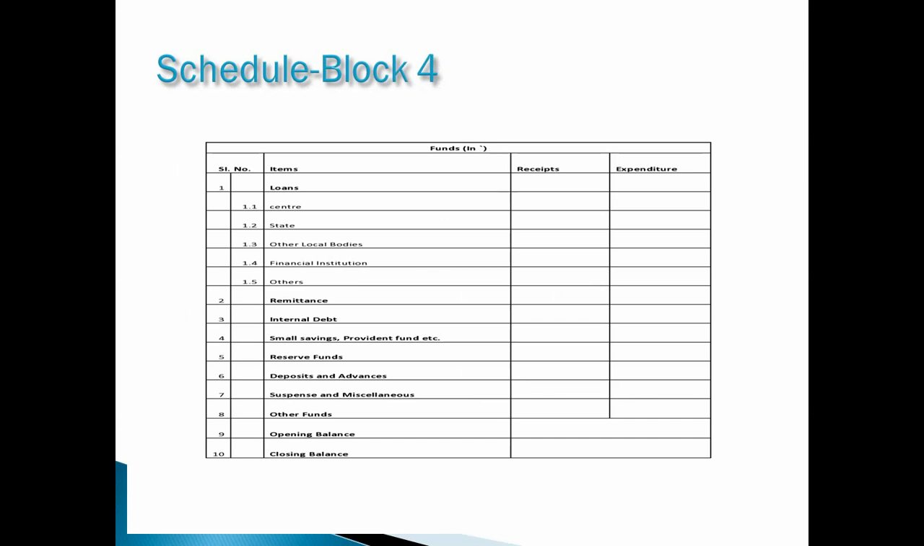Block 4 gives the details of the funds available with the local bodies from loans received from center, state or from other institutes, deposits and advances, which includes advances given to staff, deposits taken from contractors, etc. and opening balance and closing balance.